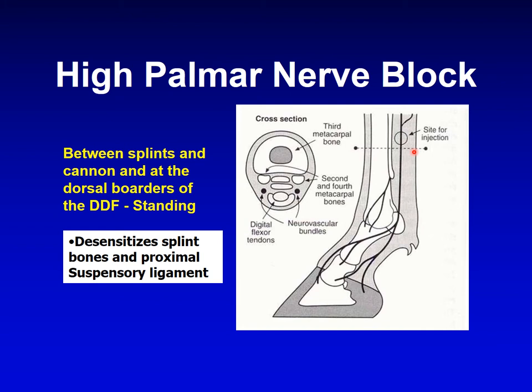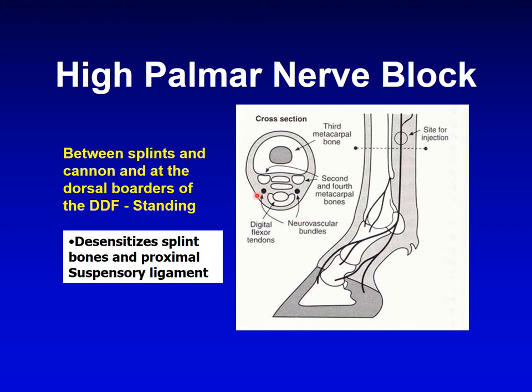Now, again, with the medial and lateral palmar metacarpal nerves, along with the communicating branch. This also is done in the mid metacarpal area when the horse is standing, and again it's four injections. Between the splints and the cannon you give two injections, and then at the dorsal border of the deep digital flexor, also two injections, medial and lateral. So mid splint bones, between the splint and the cannon, which is the third metacarpal bone, you give one injection on the medial aspect and the other on the lateral aspect. And the other two injections, you give them again on the dorsal border of the deep digital flexor tendon. That's how this nerve block is done.